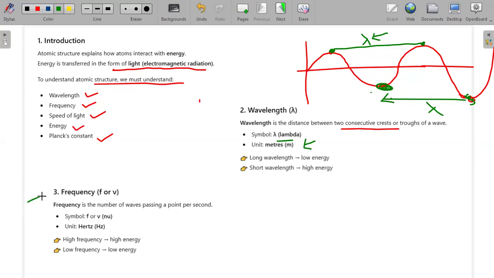And then we can talk about the frequency here. If you are not able to see whatever I'm writing here, you can put your phone in landscape so that the screen becomes a bit bigger, for you to see properly.